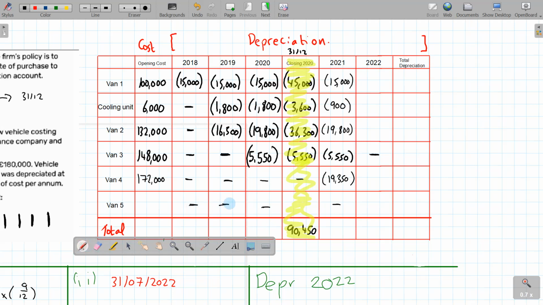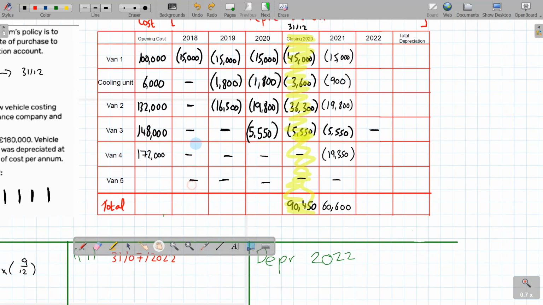So we now have, we're going to add 19,350, 5,550, 19,800, 900, and 15,000. And what we get is 60,600. Yeah, 60,600, so that's going to be your opening balance for that. That's going to be the amount we put into depreciation for 2021. Okay, so that's all depreciation.